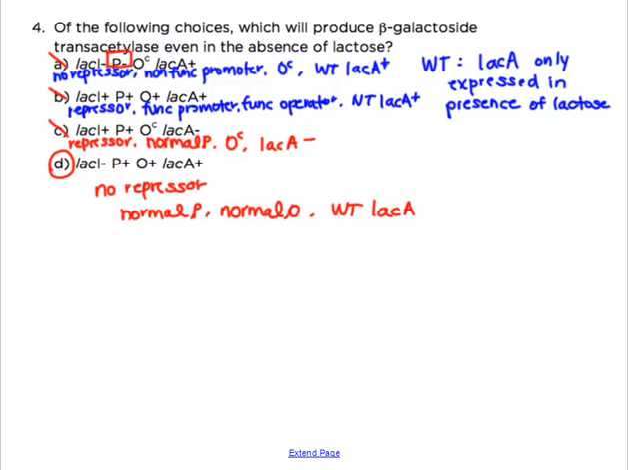So this works well because there's no repressor protein, so therefore the operator will always be free. RNA polymerase can recognize this promoter because it's wild type, and it will begin to transcribe, and there's a wild type LAC-A gene, so you will make beta-galactoside transacetylase whether there is lactose in the cell or not. So choice D is the answer.